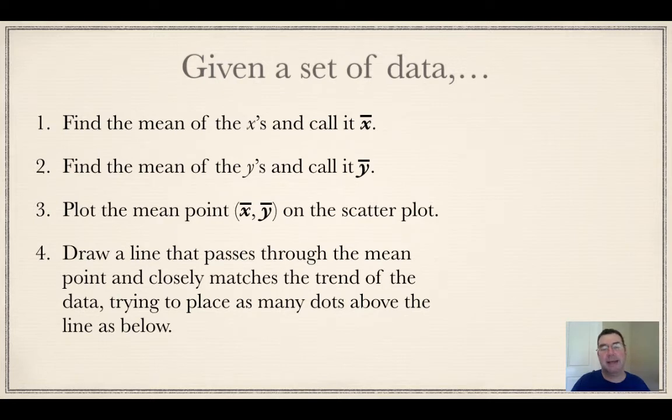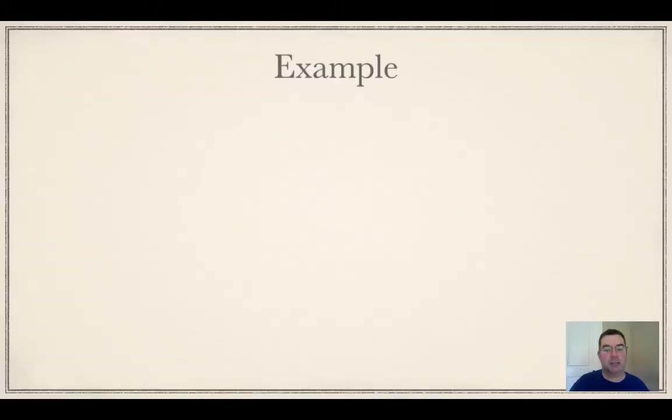We're trying to put as many dots above the line and as many dots below the line as possible. So we're just kind of guessing here and getting as close as we can. All right, so here's an example.